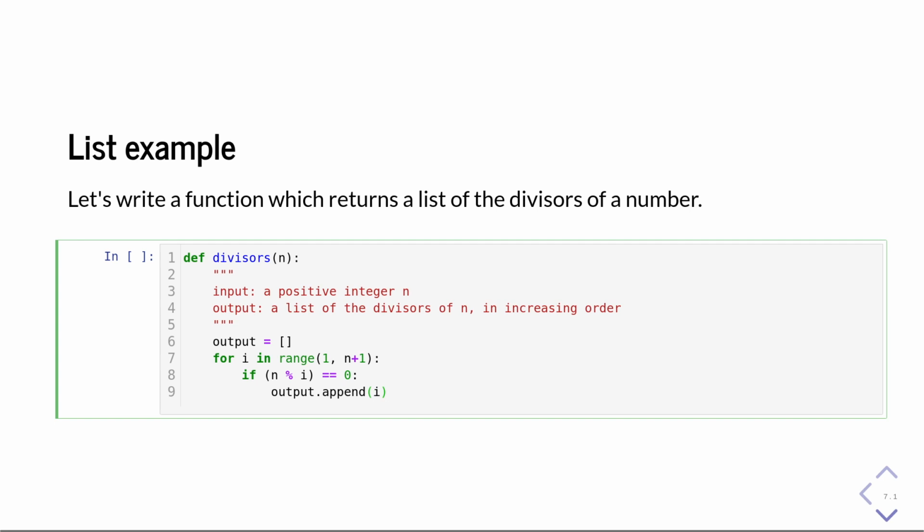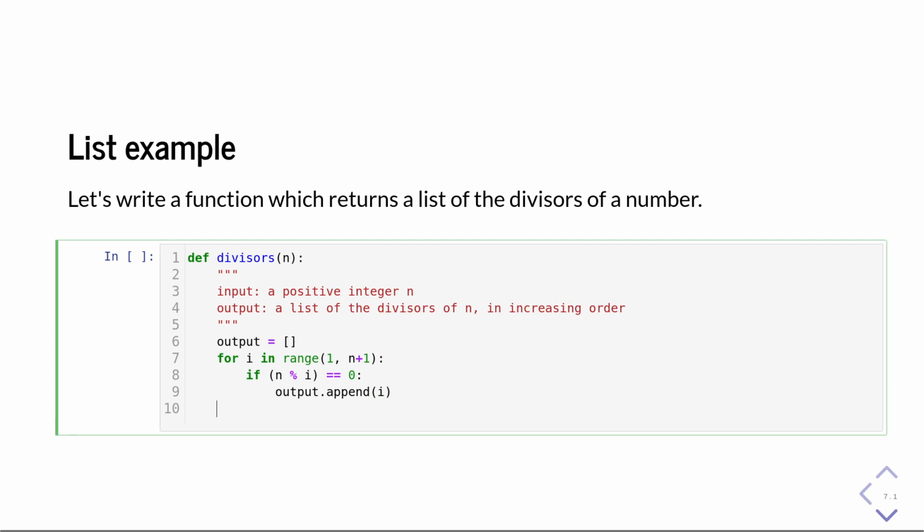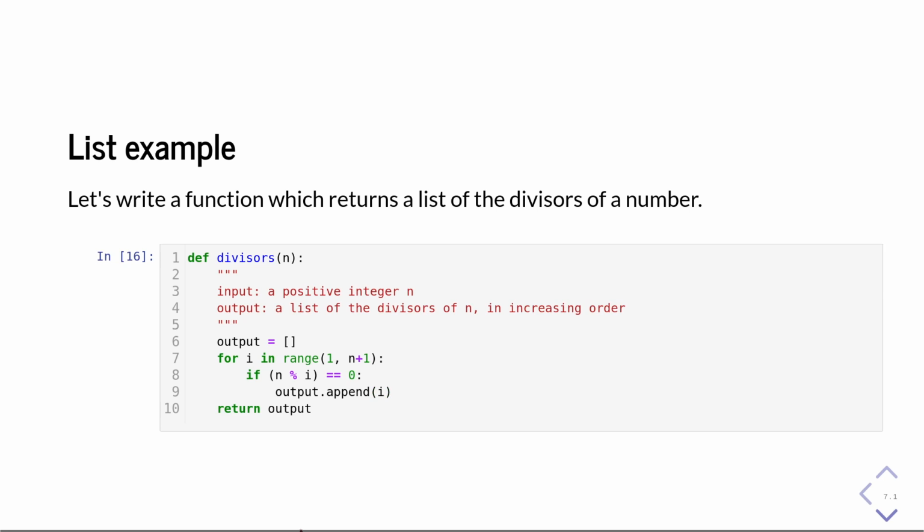Okay, so that's all I want to do. That's going to create this output list, which I wanted. So finally, all I need to do is return output. Okay, there we go. There is our function. All right, so that is the function which we wanted.